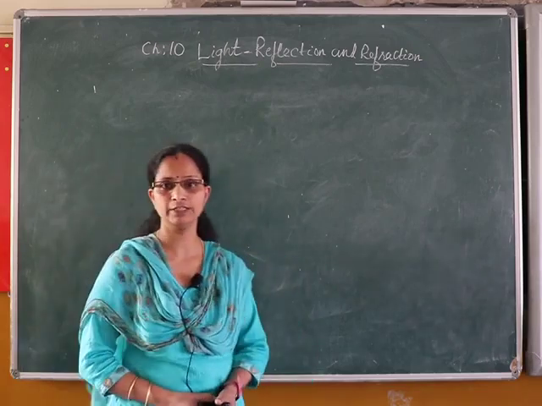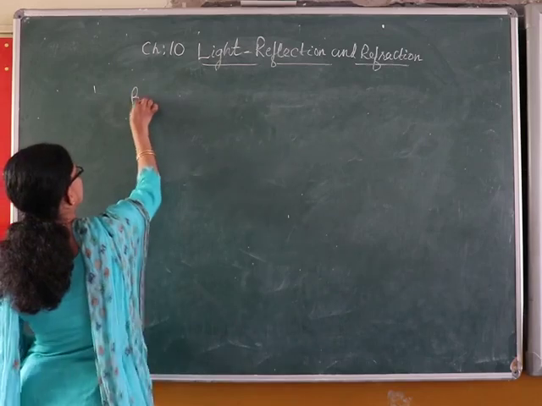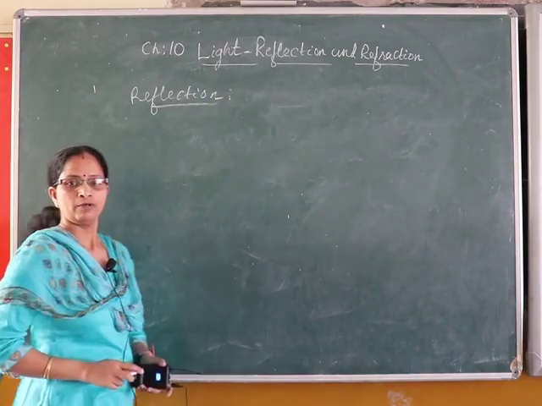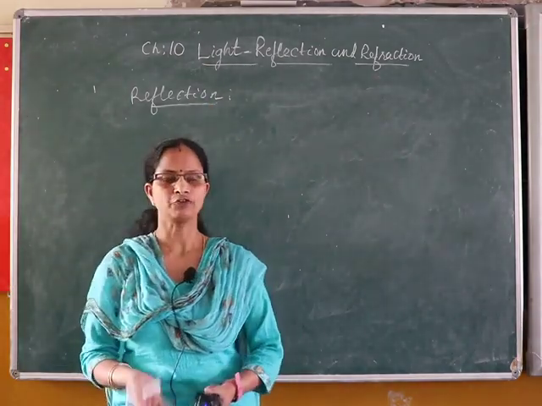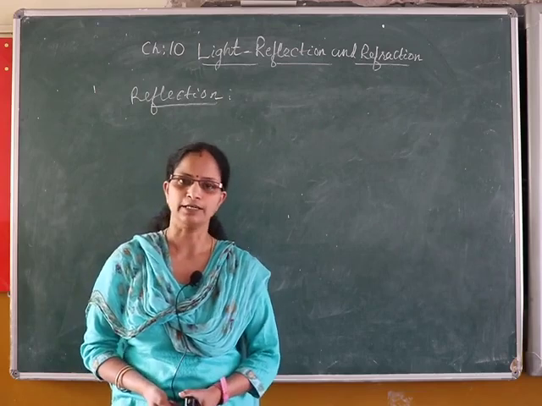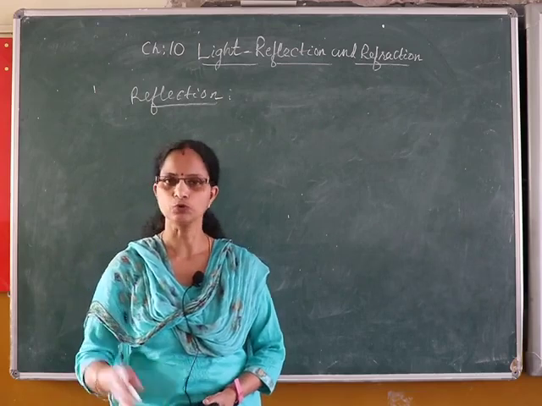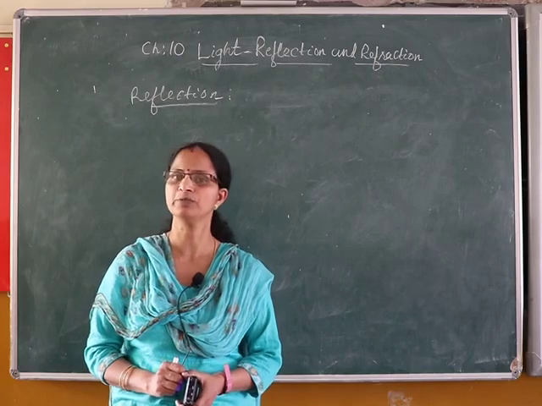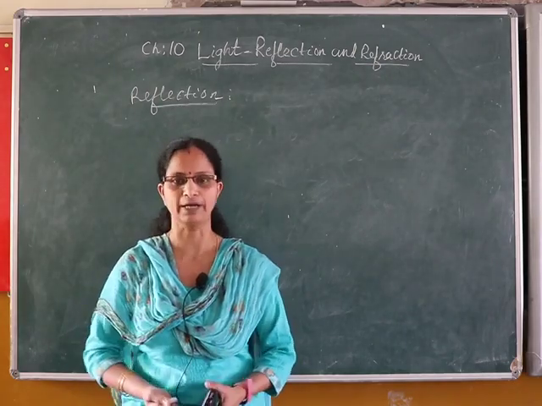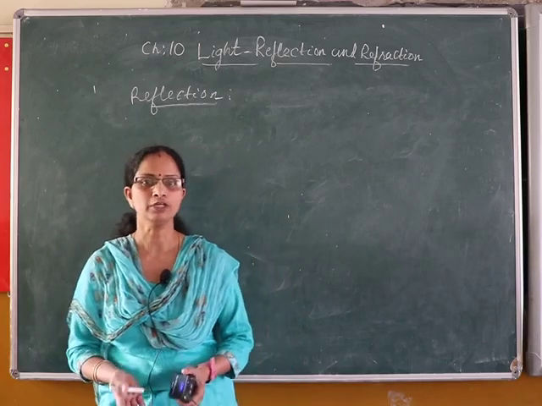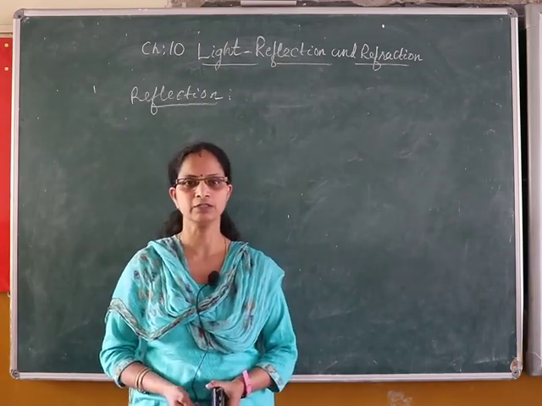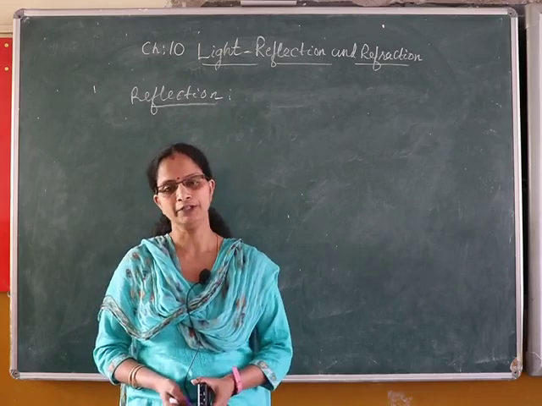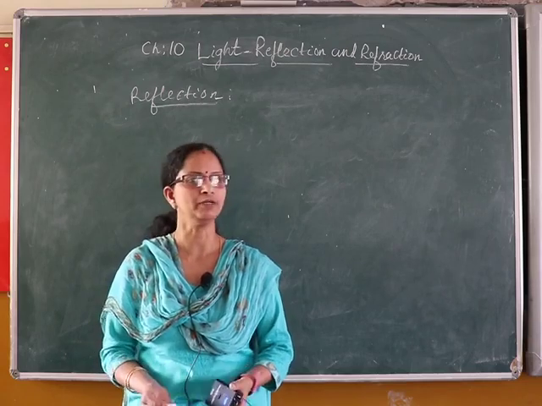Now, first, what is reflection? Reflection of light means, when light strikes a medium, different things can happen. Sometimes it may pass through that medium, or it may be absorbed by the medium, or it may be bounced back or reflected back. That is according to the nature of the medium. If the medium is transparent, the light can travel through that medium. And if it is an opaque medium, either it can be absorbed or it can be bounced back.